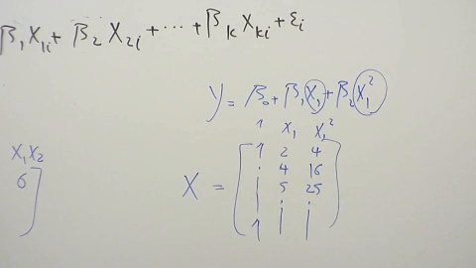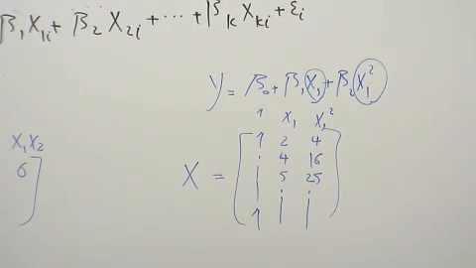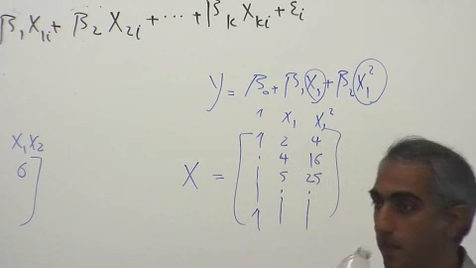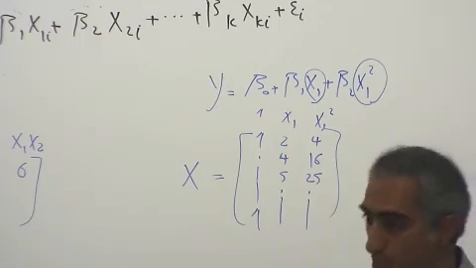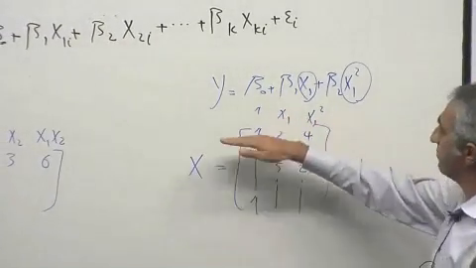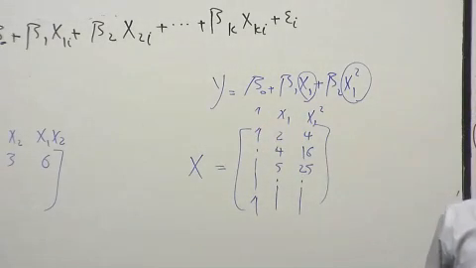Is it safe to say that your number of betas will always determine how many non-one fields? Yes. The number of betas that you have is the same as the number of columns that you need. Okay?